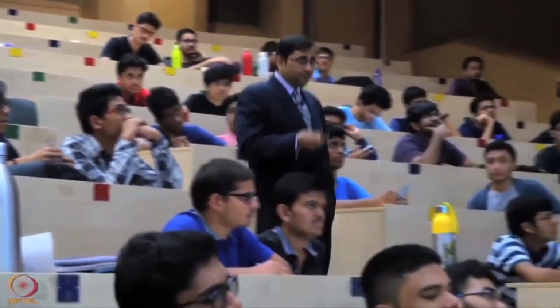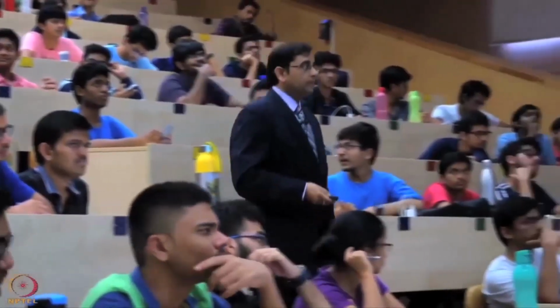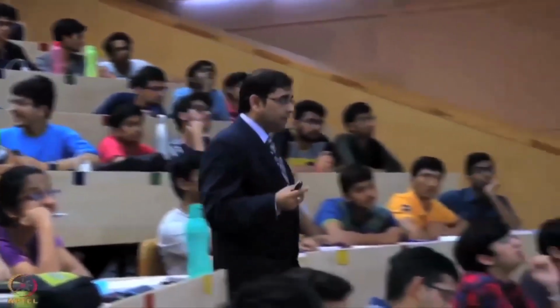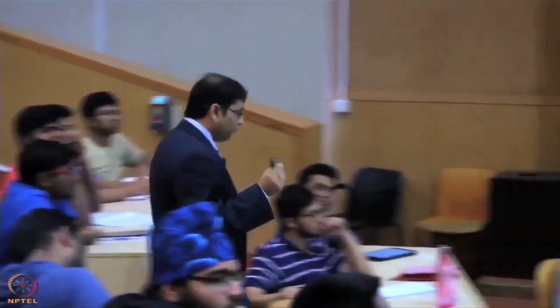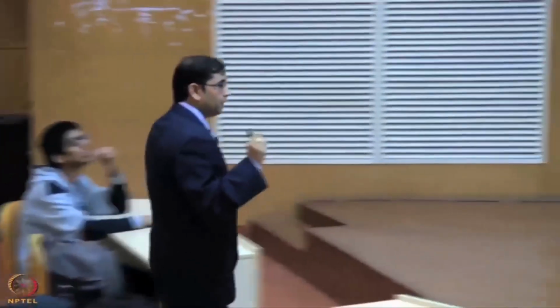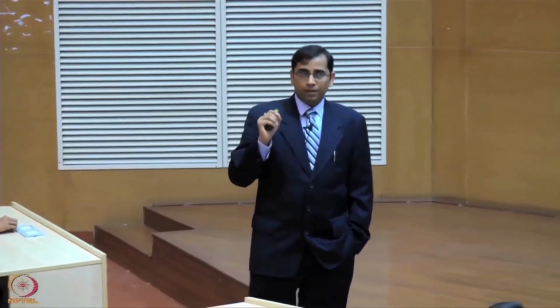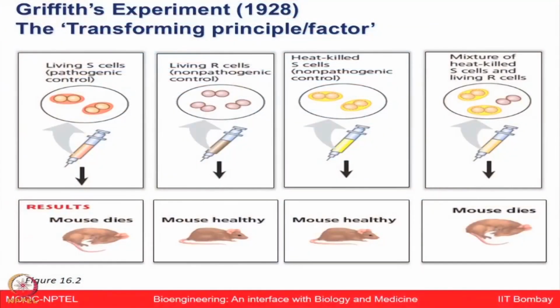So what did Griffith conclude from this experiment? That if we inject both non-pathogenic and pathogenic cells, some kind of transformation is happening, some substance is moving from the S cells to the R cells, and that is giving them the property that makes them pathogenic and causes the mouse to die. This is the conclusion from this experiment.